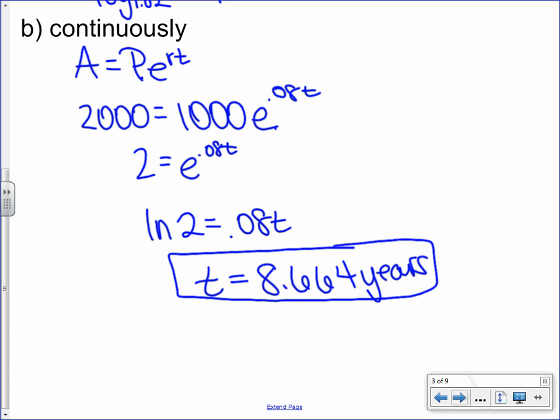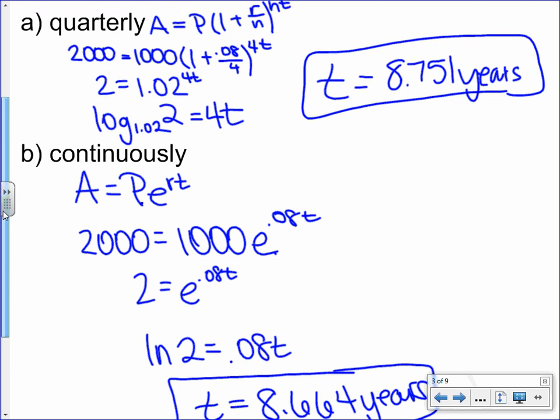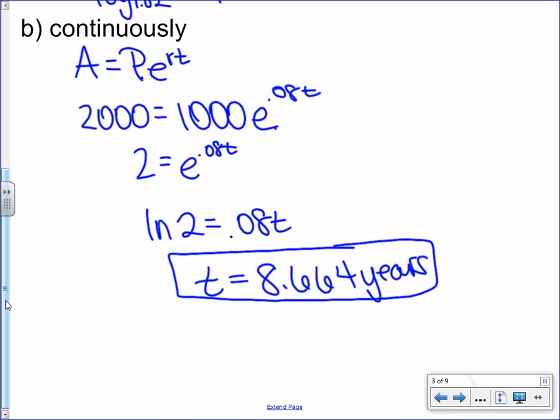Do you get that when you type it in your calculator? Yes. And does our answer make sense? It took less time. We said that that should happen, right? Yes. Excellent.